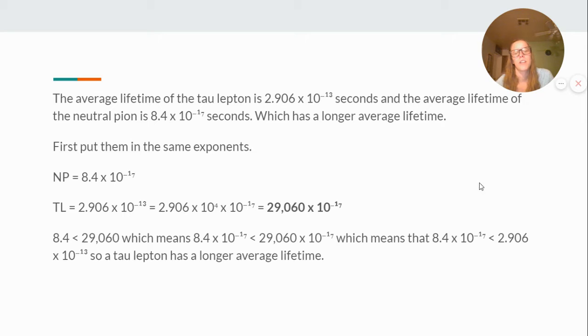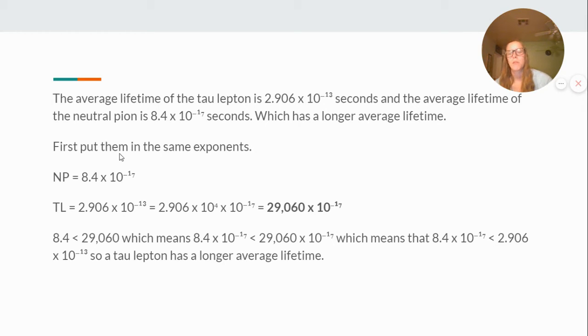Let's look at this one. The average lifetime of the tau lepton is 2.906 times 10 to the negative 13 seconds, and the average lifetime of the neutral pion is 8.6 times 10 to the 17th seconds. Which has a longer average lifetime? Sorry, that should have a question mark at the end.